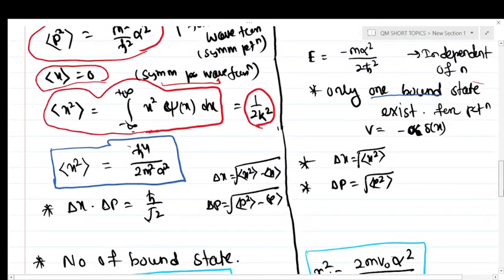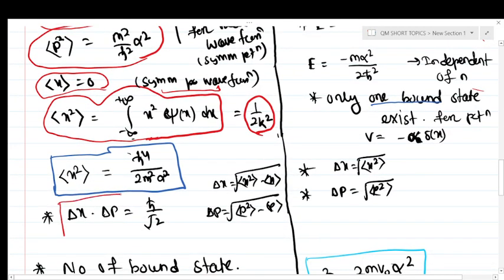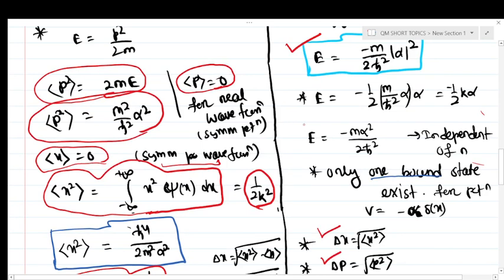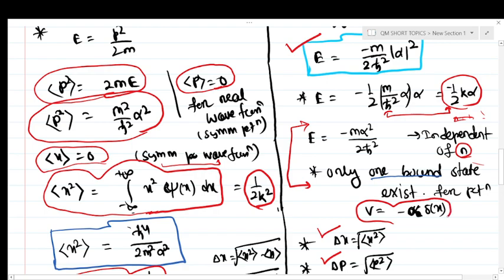And see, the uncertainty value for the attractive Dirac delta is squared by root 2. You can find it by this. Okay, and another thing I left, that if you break the energy like this, you will get these values. And see, here energy is independent of n, that is n is the values 1, 2, 3 that represent the different states. Here energy is independent of n, so only one bound state exists for the Dirac potential of this form.